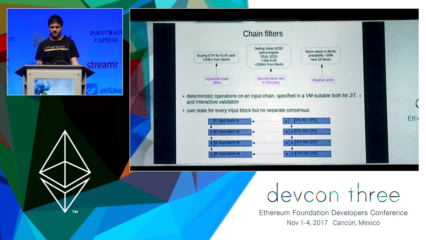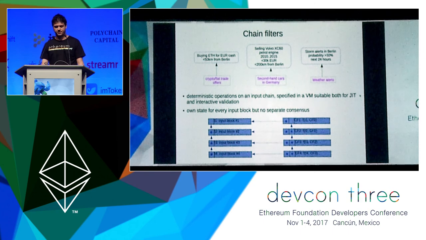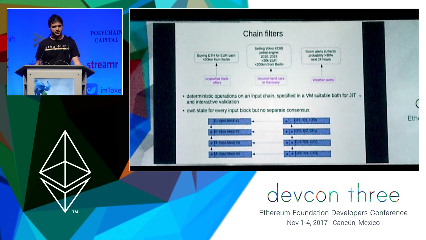So whatever consensus mechanism the input chain uses, the chain filter will just follow. And these chain filters can be used for realizing user-specific filtering criteria. And so these are also, of course, use cases of off-chain computation, but unlike the Bloom filter trie, they are user-specific.